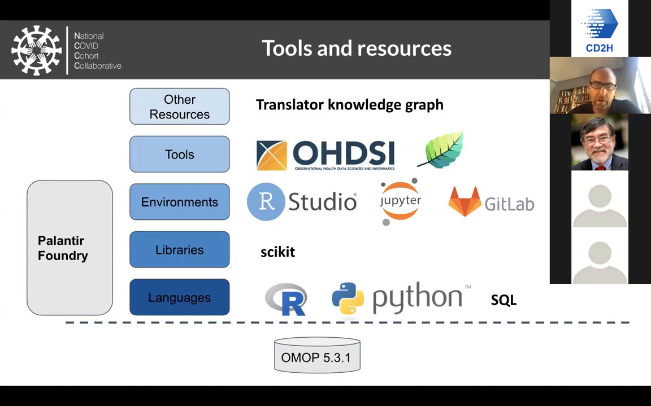We want to identify that. Different libraries and ML packages that people might want to use, the environments such as RStudio and Jupyter Notebooks or GitLab, to the extent that they can be integrated and still work within the governance model. We'll want to incorporate that.